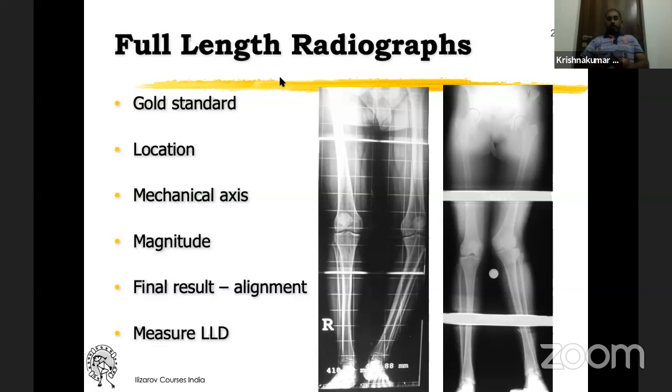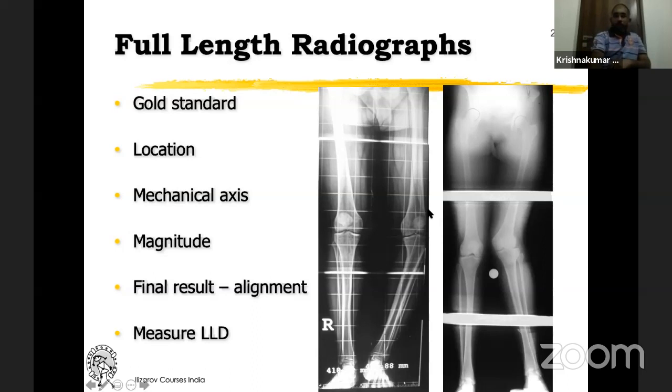Now, what do these full-length X-rays help us to do? They help us in finding out the location of the deformity, help you plot the mechanical axis, find out the magnitude of the deformity, and also once you are done with the correction, you can check whether your final alignment is perfect or not.